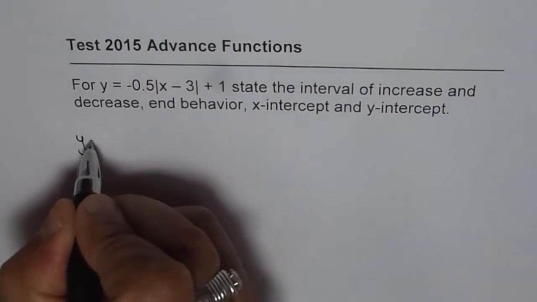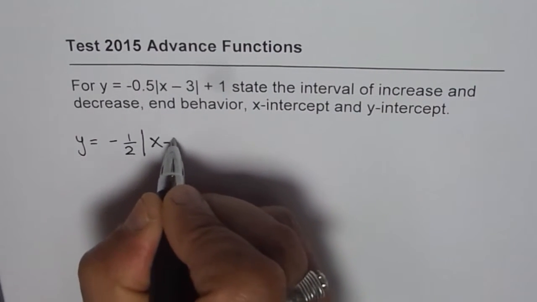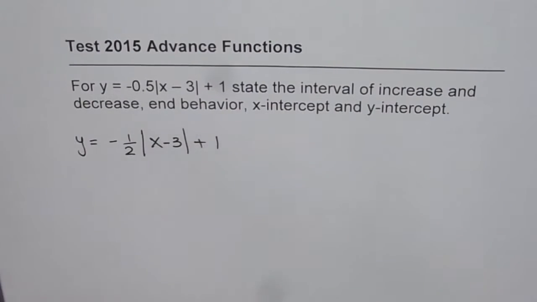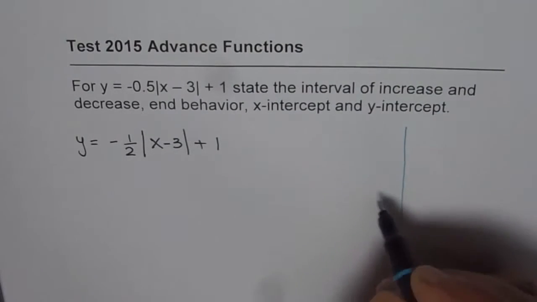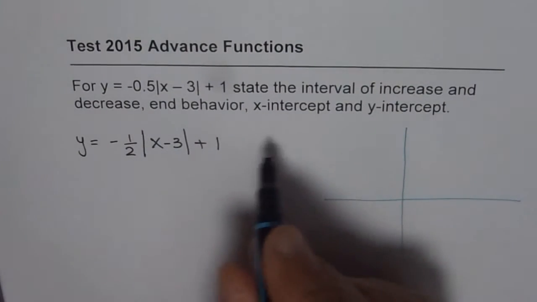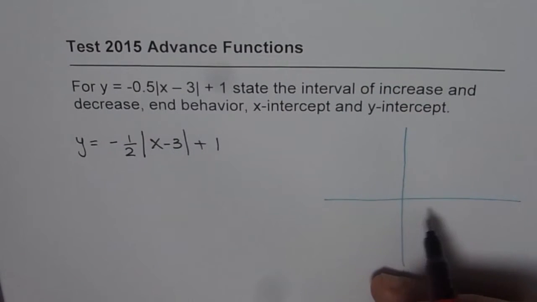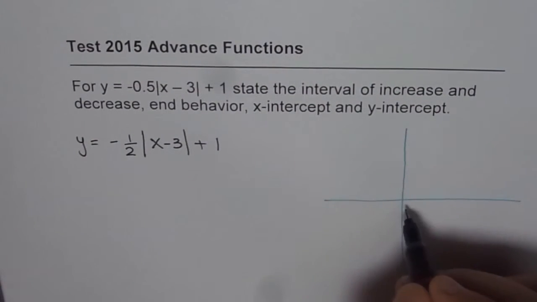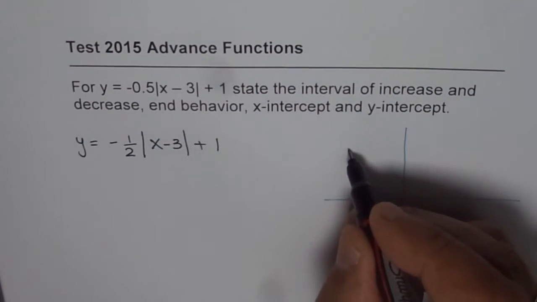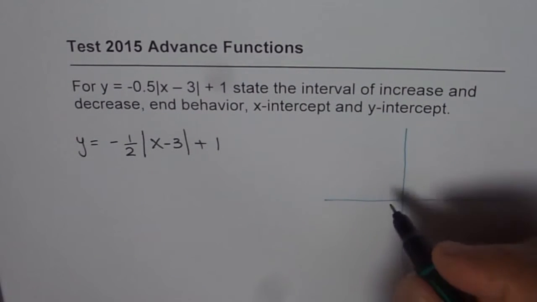So we are given a function which is y equals to minus, I prefer to write half instead of 0.5, |x minus 3| plus 1, right? So we can roughly sketch the graph here, right? That's one part. Or we can actually calculate all these things and then sketch it. So let's make a rough sketch first. Minus means that the absolute function, which is normally like this, right? So this is to start with. Let me use a light color to start with, and then we will do the rest of the functions.